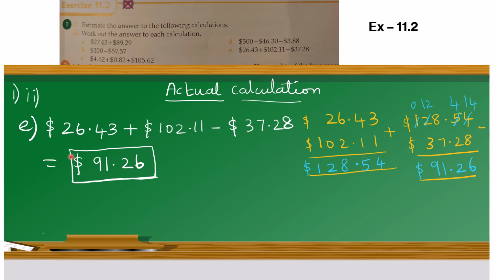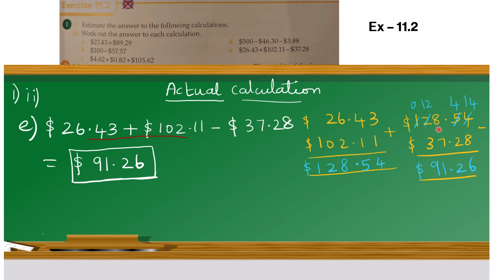Sum, let's do the actual calculation. Okay, what is the question? $26.43 plus $102.11 minus $37.28. Okay, so first we do $26.43 plus $102.11. First we add these two. Okay, so 3 plus 1 is 4, 4 plus 1 is 5. 6 plus 2 is 8, 2 plus 0 is 2, then this one. So the answer is $128.54. Now with this answer, we have to subtract $37.28.